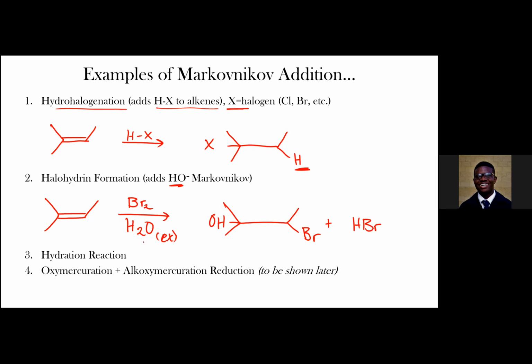And then we've seen this in previous lectures with a standard hydration reaction, which involves H3O+ and H2O. It pretty much does the same thing as this, except instead of adding Br, we're just adding a hydrogen. And then the fourth one that we're going to see today, later on, is this oxymercuration, alkoxymercuration. This is a bit longer one, but we'll look into it later on in this lecture. Okay.